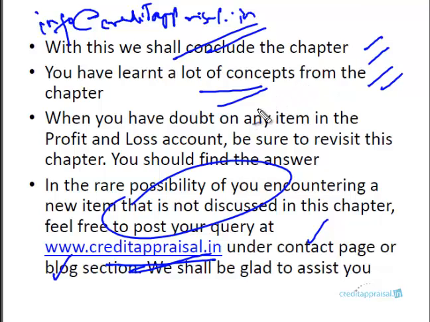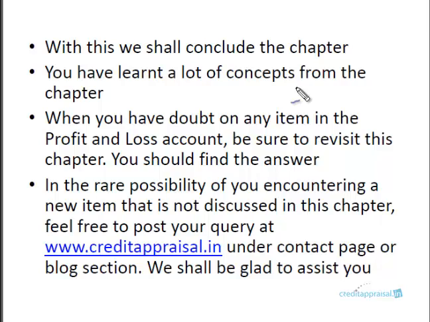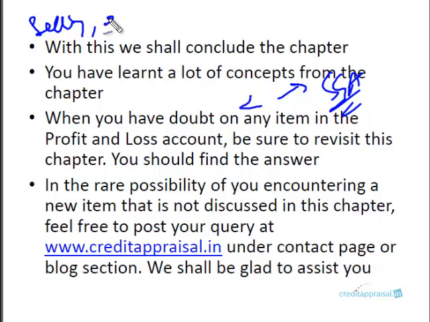Usually if there is a new item which you don't encounter here, and it is a very small item, the amount is small, you usually dump it under selling general expense, right? If you remember, we have a selling, general and administrative expense. So if it's a small amount, usually all miscellaneous expenses go under this head. But if it's a major item and you don't know where to classify it, you can always get back to us, right?